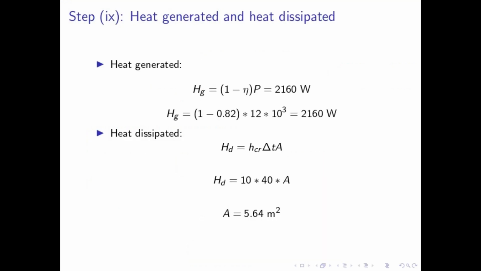Next step 9, heat generated and heat dissipated. Page number 8.52, Hg equal to 1 minus eta into power, that is the formula, and 1 minus 0.82 into 12 into 10 power 3, that is equal to 2160 watts. And another formula, Hd equal to HCR into delta T into A, that is equal to Hg equal to 2160 watts. In this relationship, HCR is given, delta T is also given, and A is not known. Hg equal to 2160 watts we calculated. So only thing unknown is A. So capital A equal to 5.4 meter square.